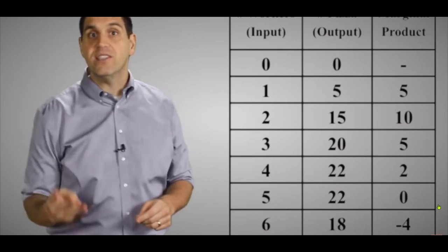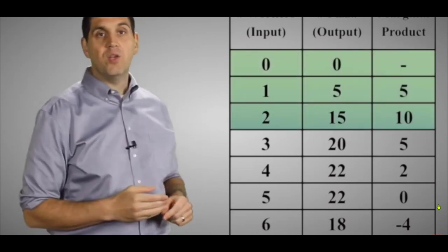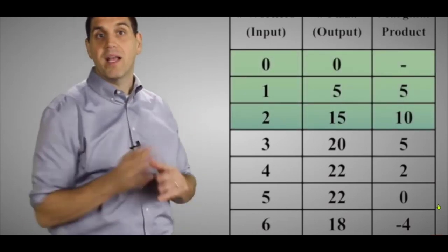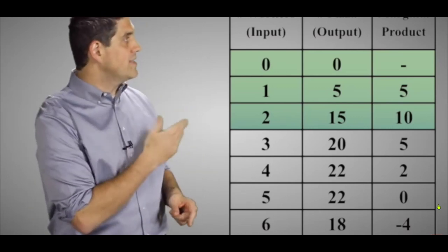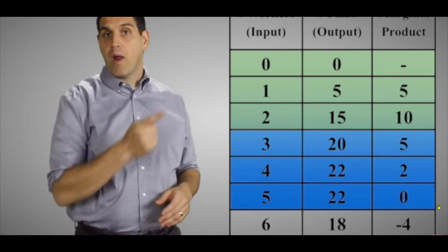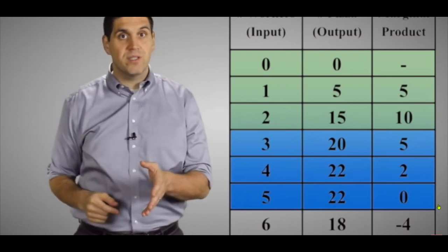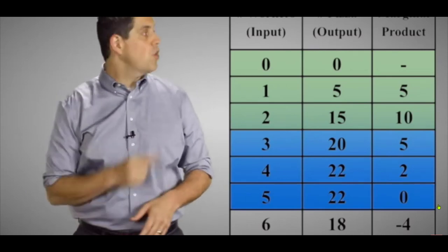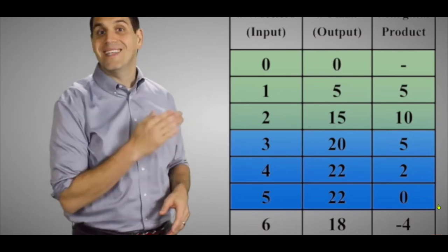Actually, there's 3 stages of returns. Right here is stage 1, where the marginal product is increasing because of specialization. Total product is increasing at an increasing rate. Right here is stage 2, because the marginal product is falling because of fixed resources and the law of diminishing marginal returns. Total product is increasing, but at a decreasing rate.